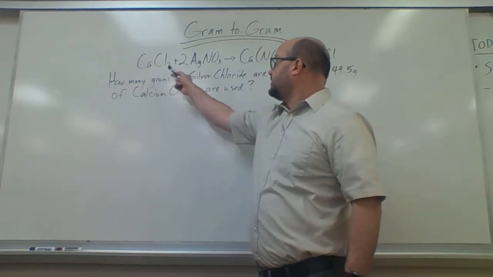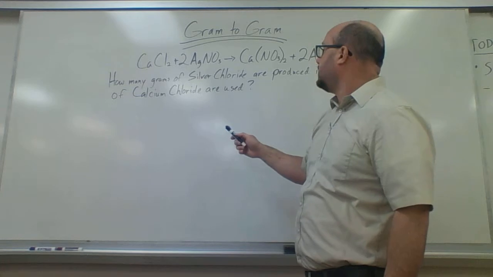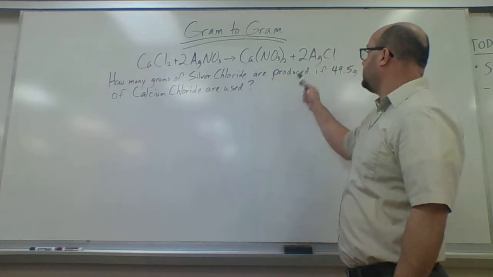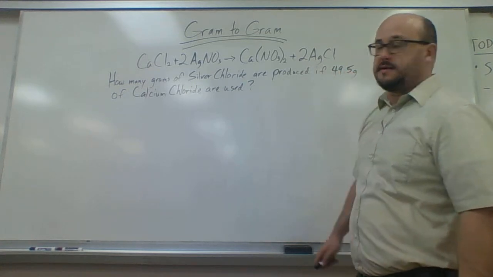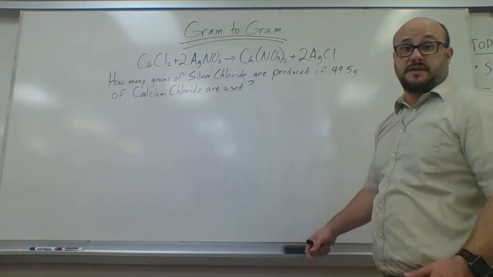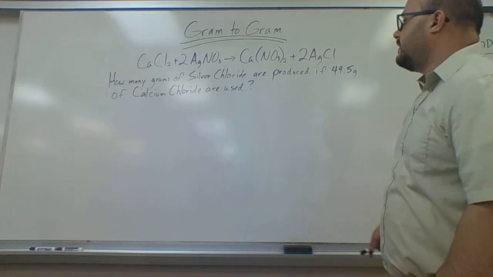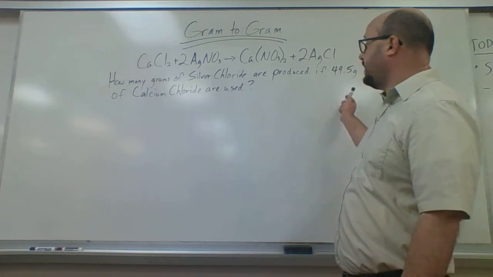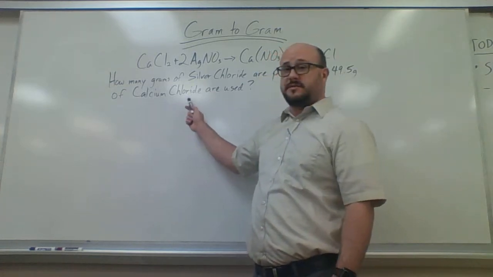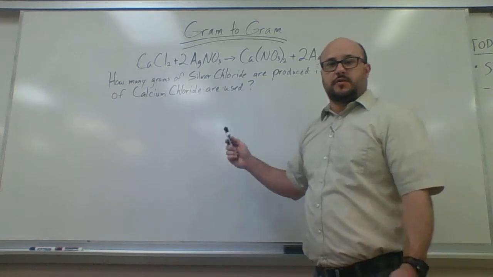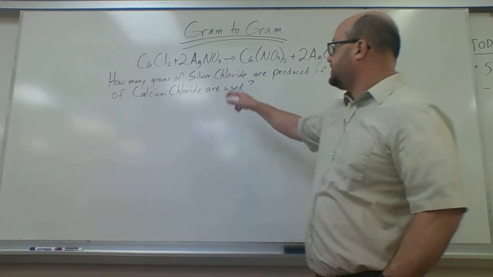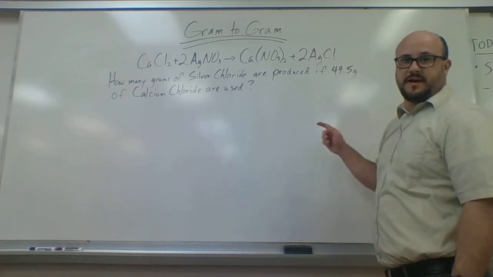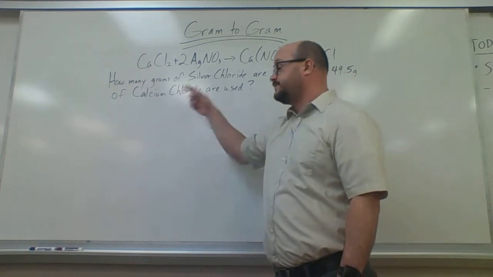So first off, look at this equation. 1 mole of calcium chloride plus 2 moles of silver nitrate produce 1 mole of calcium nitrate plus 2 moles of silver chloride. This is a double replacement reaction if you remember from the last chapter. The question says how many grams of silver chloride are produced if 49.5 grams of calcium chloride are used. So we're going to find out how many grams of silver chloride. That's our final answer. And our given is 49.5 grams of calcium chloride.